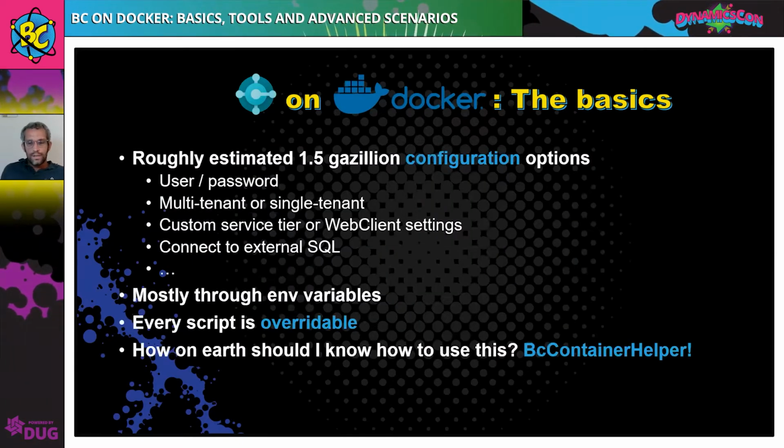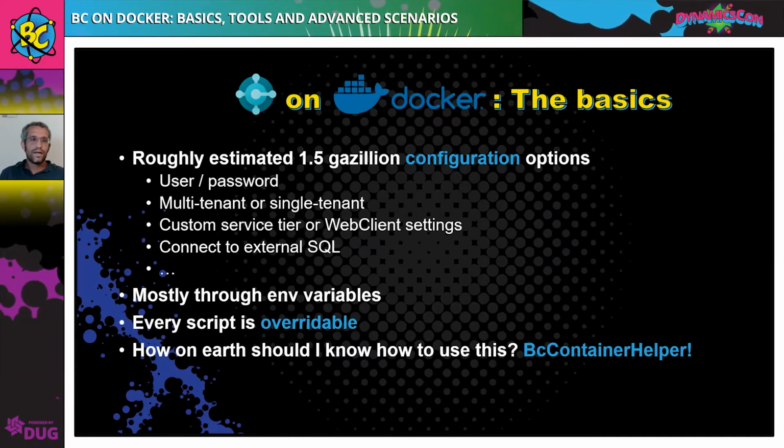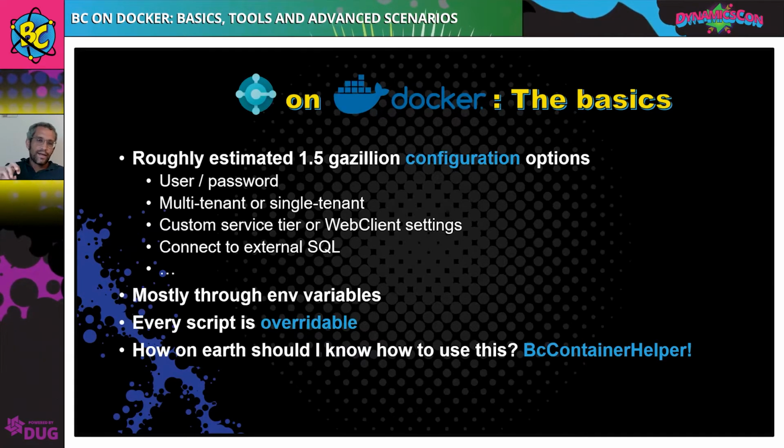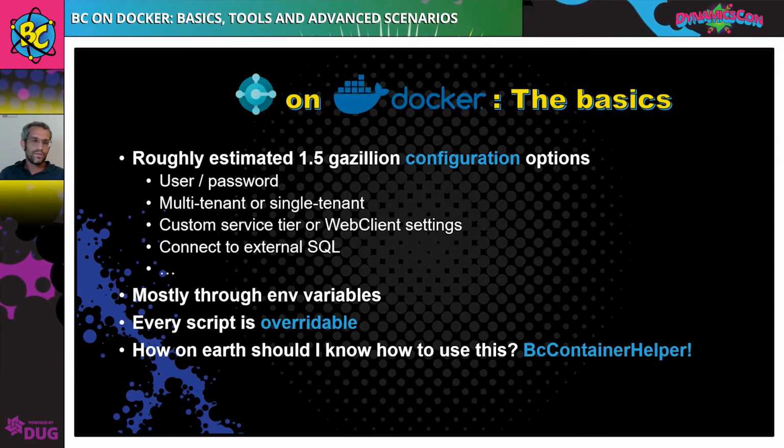The other thing for the containers is that they have a lot of different configuration options. For example, to start very easily, the username and password, whether it's multi-tenant or single tenant. You can have custom service tier or web client settings. You can connect it to an external SQL. There's really a lot of configuration options. And most of them are run through variables that you set when you start the container, so as different parameters if you want. Also, you can override each and every script in the container. So if something that is happening in the generic image isn't like you want it to happen, then you can always make a change to that script.